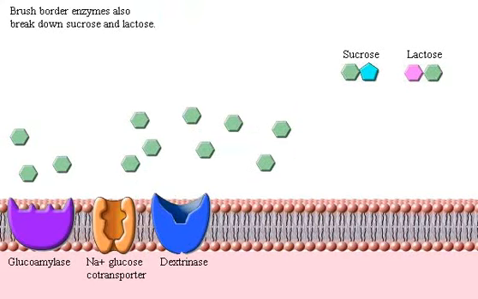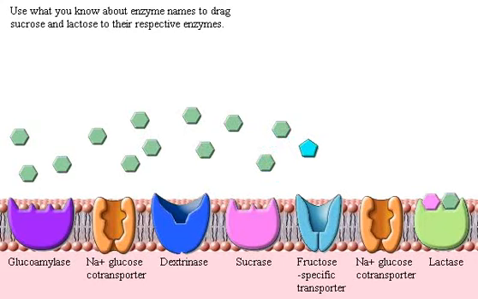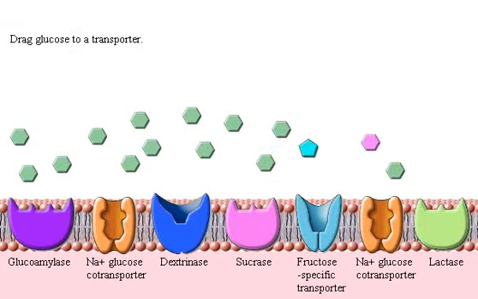Brush border enzymes also break down sucrose and lactose. Click the brush border membrane. Use what you know about enzyme names to drag sucrose and lactose to their respective enzymes. Drag glucose to a transporter.